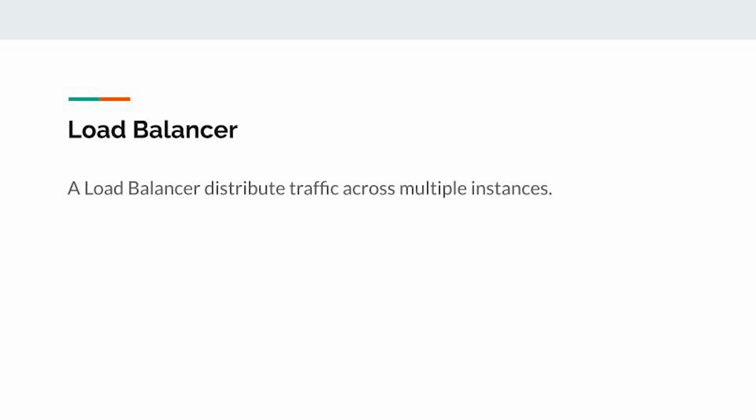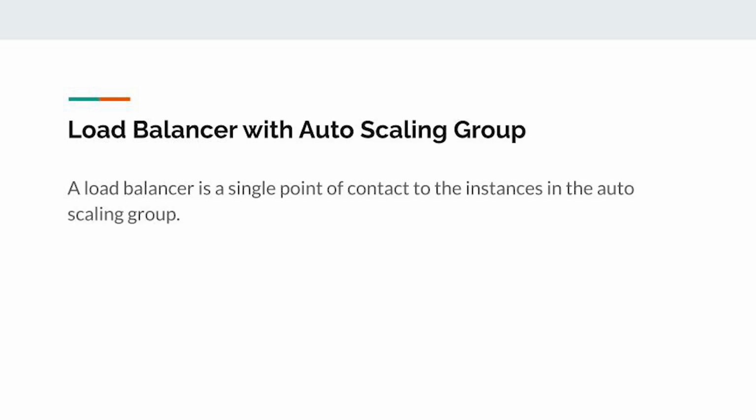Next topic, load balancer. A load balancer can distribute traffic across multiple instances. Next topic, load balancer with auto-scaling group. We have talked about auto-scaling, which can scale in or out to match demand. But an ability it doesn't have is the ability to distribute traffic across multiple instances. A load balancer can distribute traffic across multiple instances, but it doesn't have the ability to scale a group of instances based on the demand.